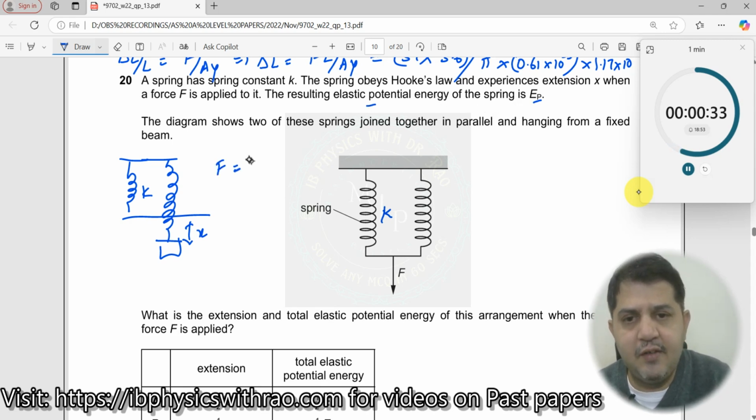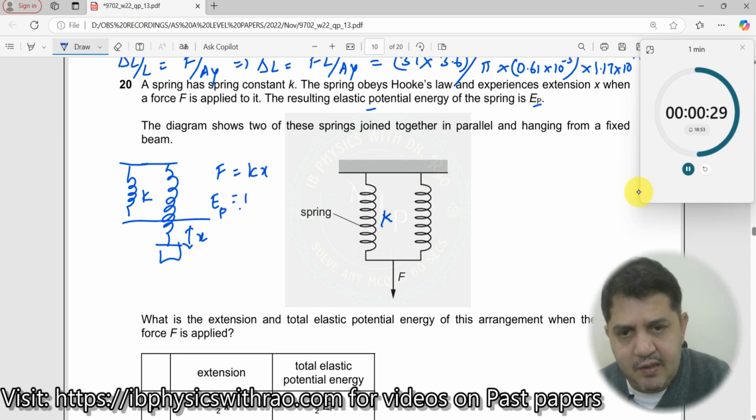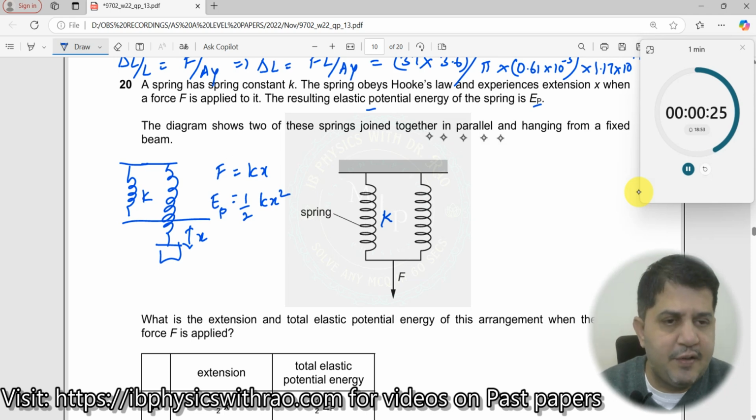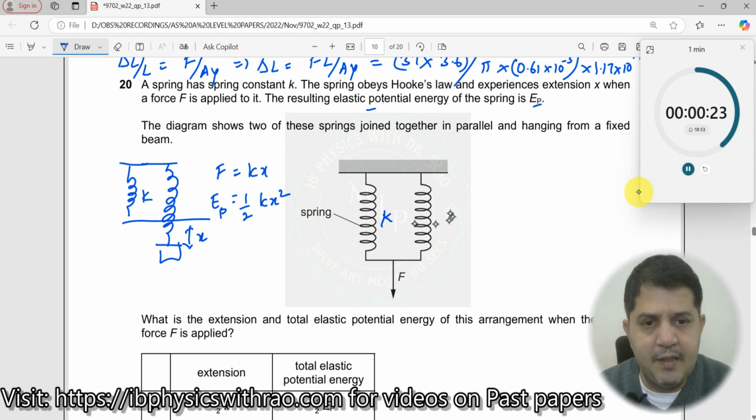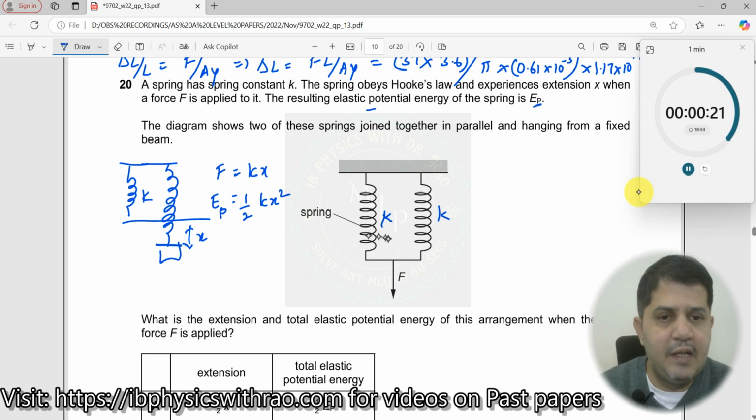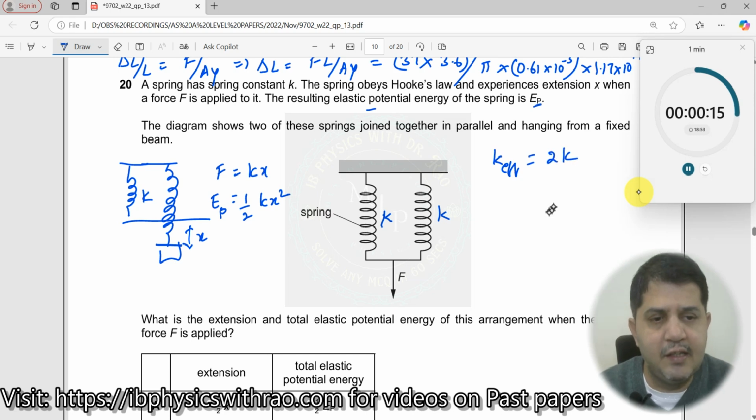So I will write F is equal to Kx, and EP was given by half Kx square. The diagram shows two of these springs joined together in parallel and hanging from a fixed beam. I have put two springs over here. Whenever you put two springs in parallel, the effective spring constant will be equal to 2 times K. Why 2 times K? I just added K plus K over here.